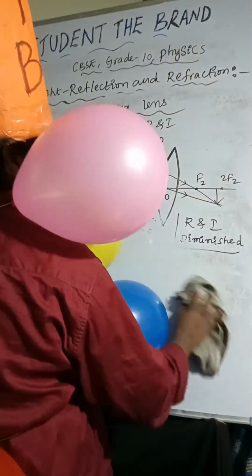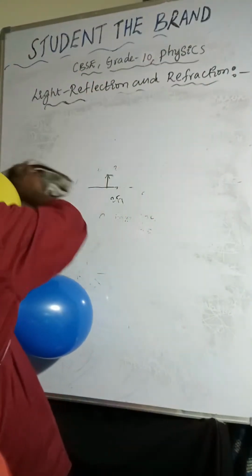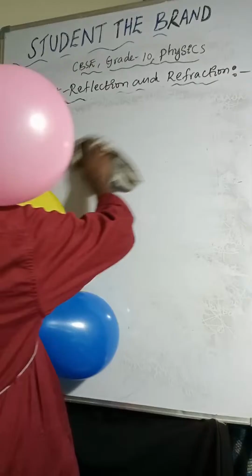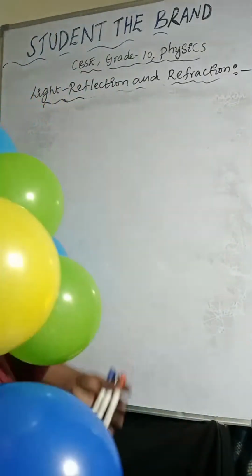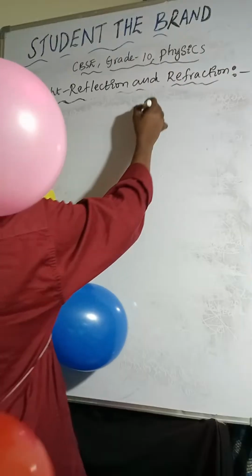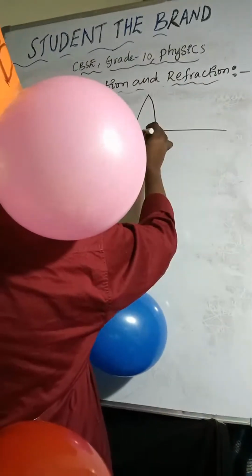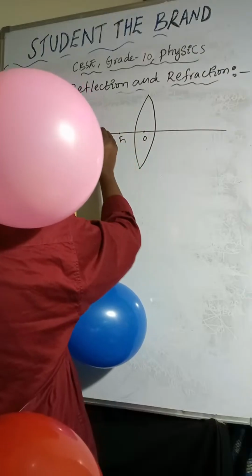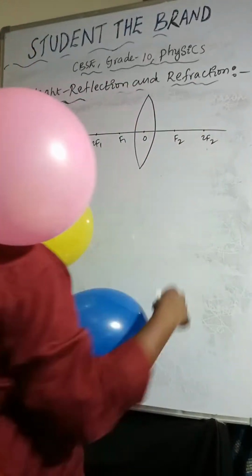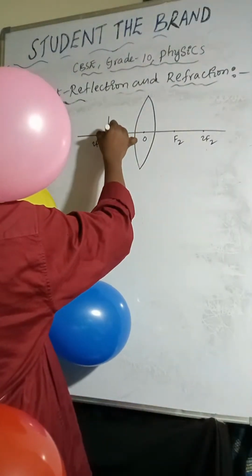I am discussing about convex lens. Fourth one: optic center, F1, 2F1, F2, 2F2. Object is placed between F1 and 2F1.